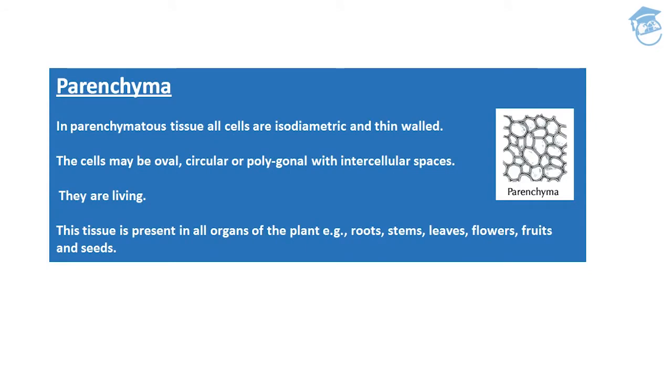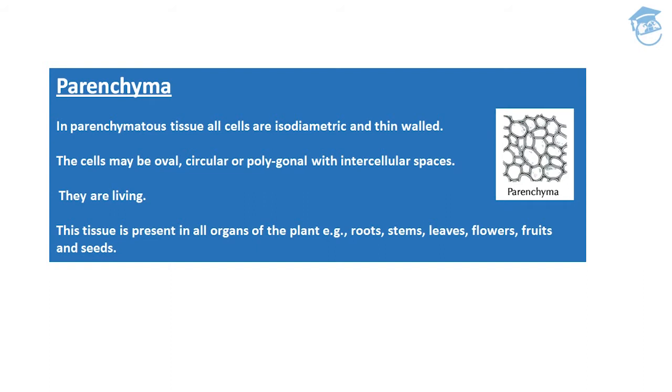So parenchyma cells are isodiametric. Isodiametric means iso means same and diametric means diameter. So the cells of parenchyma are of the same diameter and they are very thin walled. That means the cell wall of the parenchyma is very thin. The cells may be oval, circular or polygonal with intercellular spaces. Can you see the intercellular spaces between the cells of the parenchyma? Yes, you can see. And all the cells of the parenchyma are living.